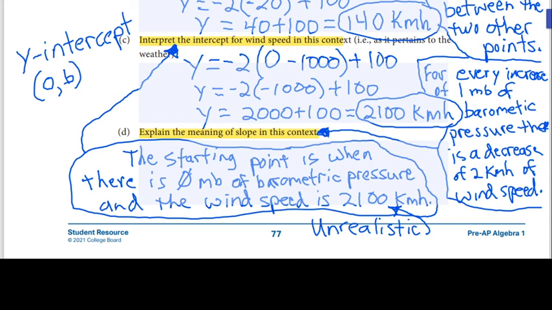But it is useful at certain points, right? So the barometric pressure, I'm not sure about a barometric pressure of 0, I don't know if that's possible. You'd have to look that up. You'd have to see if that's possible, right? But for the most part, that's what they use to figure things out. We say the higher the barometric pressure, the lower the wind speed. Okay, higher the barometric pressure, the lower the wind speed.